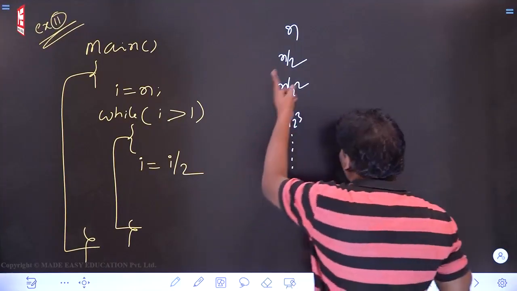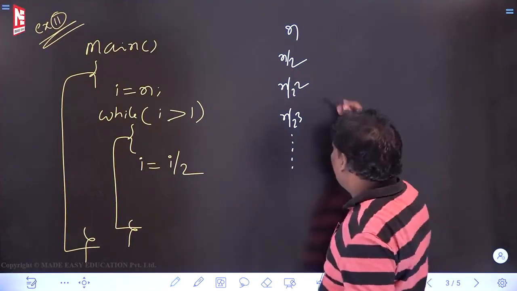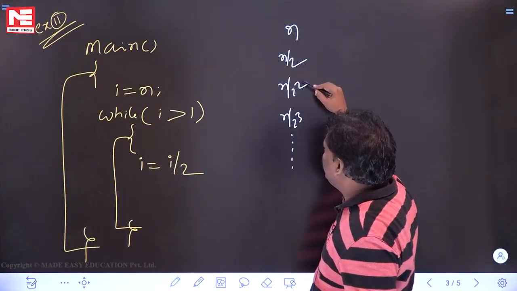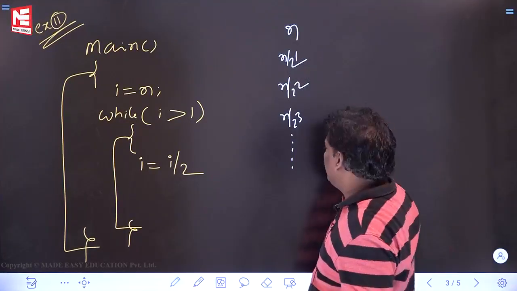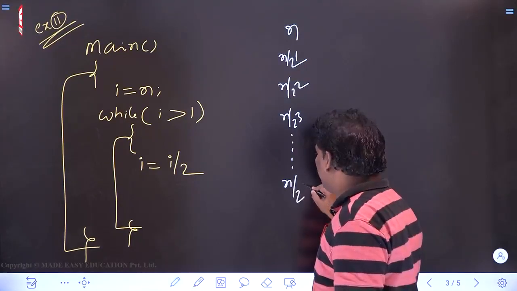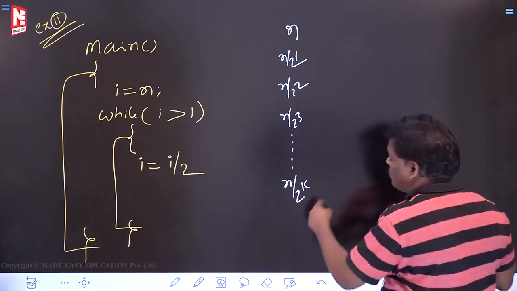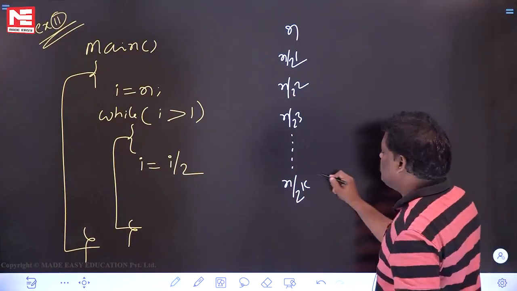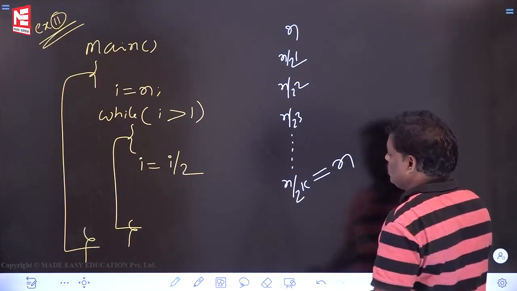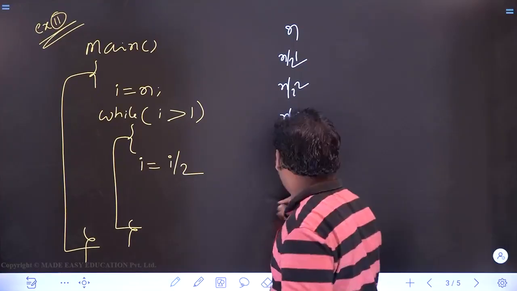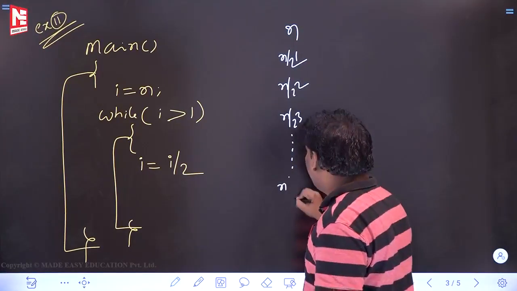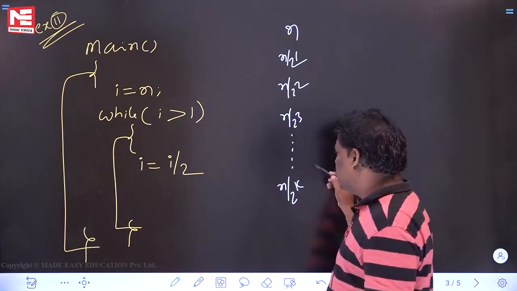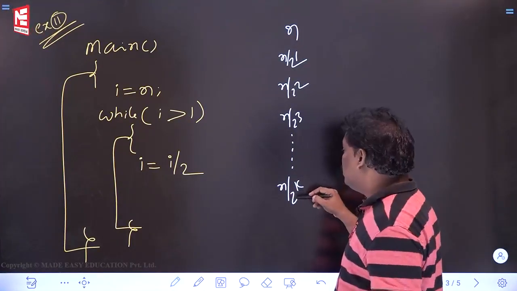I is always divided by 2. So 3 times if I do n by 2 cube, 2 times n by 2 square, 1 time n by 2 power 1. If I continue k times, n by 2 power k. Some people are asking, after continuing k times, it became n by 2 power k, why did you stop?